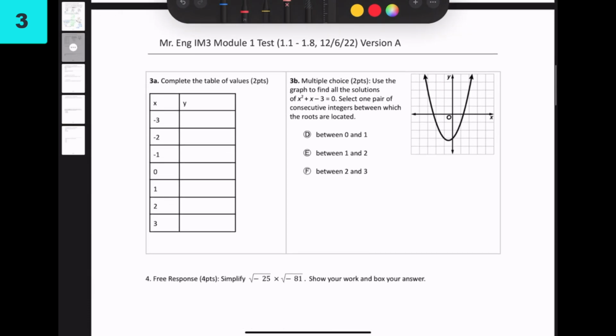Question number 3, complete the table of values for this problem here. And you can just evaluate. I'll just do it one time and then you can use Desmos. -3 squared plus -3 minus 3. So that'd be 9 minus 3 minus 3. So that would give us 3. So when I put in -3, my output is 3.